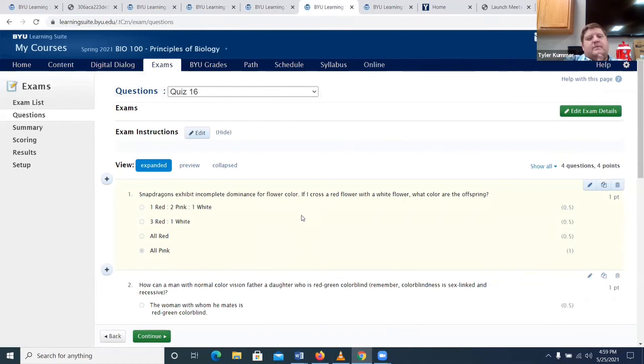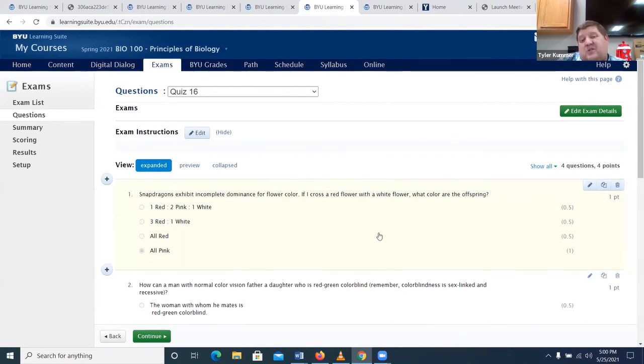Quiz 16. Snapdragons exhibit incomplete dominance for flower color. If I cross a red flower and a white flower, what color are the offspring? Well, if it's incomplete dominance and one allele is red and one allele is white, that means this flower has to be homozygous for red. This one has to be homozygous for white. When I cross them, this one's going to give a white allele to every offspring. This one's going to give a red allele to every offspring.